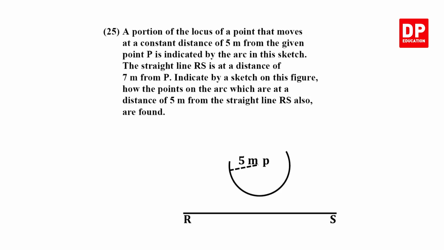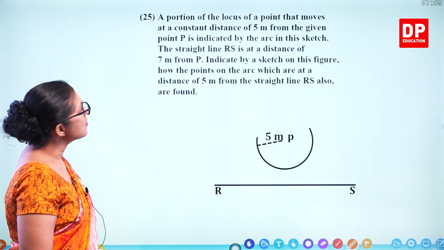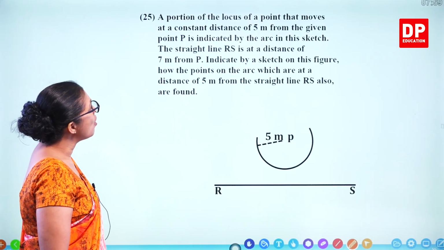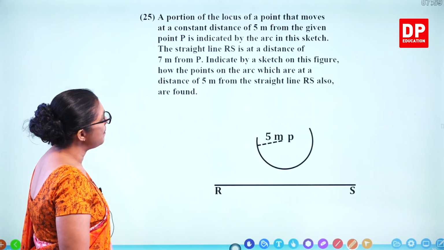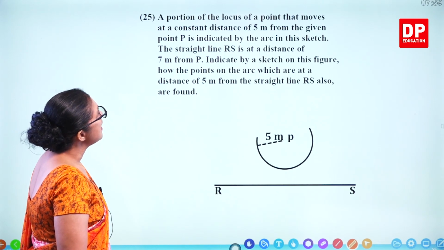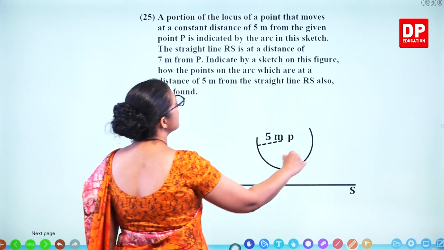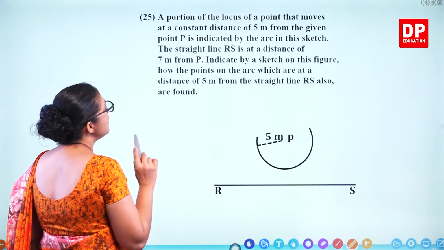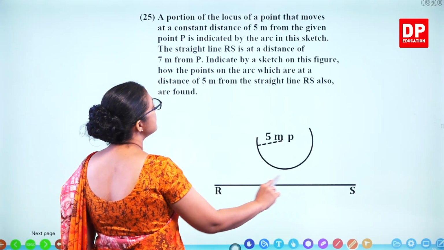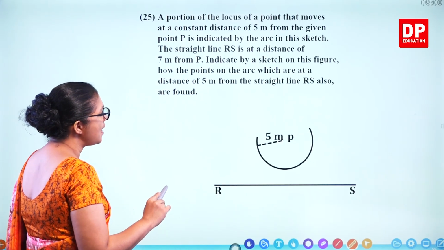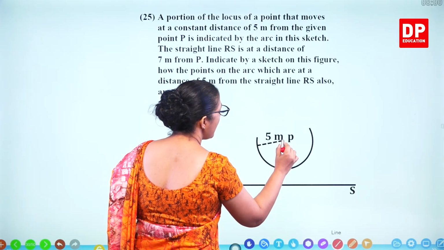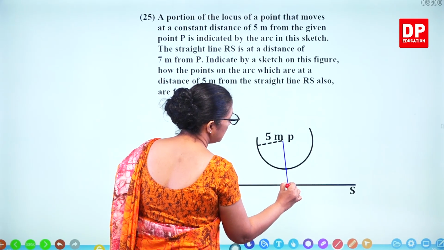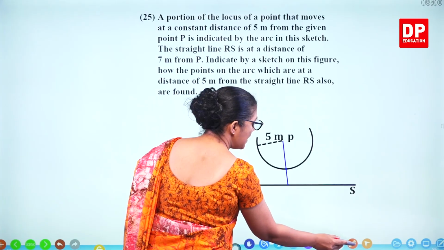Question number 25. A portion of the locus of the point that moves at the constant distance of 5 meters from the given point P is indicated by the arc in the sketch. The straight line RS is at a distance of 7 meters. So when you draw the perpendicular line from here, that's 7 meters.